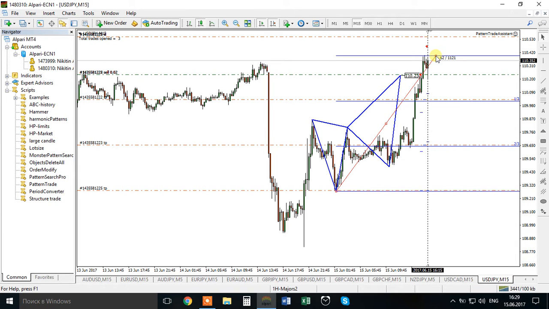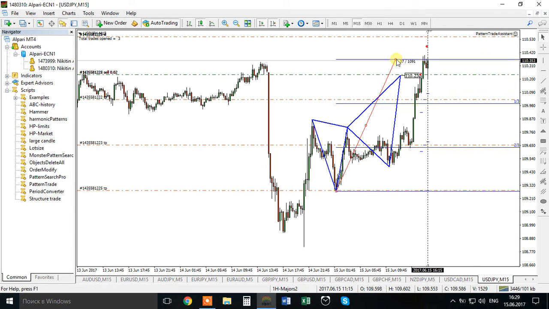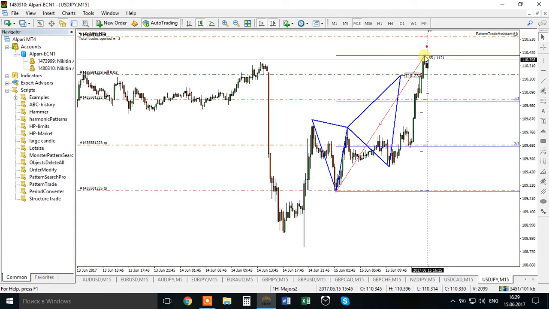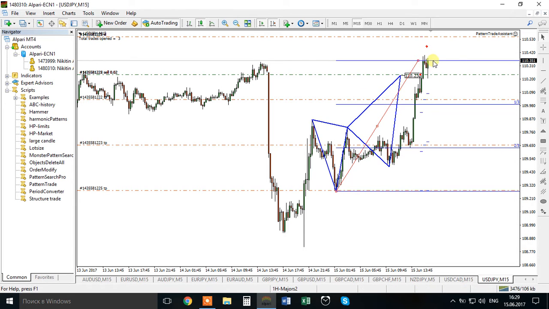Just clicking those HP limit or HP market scripts. Place it here or whatever you wish. So if you place a limit order, this line will be your limit order level. So if you want the retest of this high, just place it on the high, and this level will be your limit order placement. This high will be. If you want it a bit lower, you can this. If you want it almost at market, it will be this.